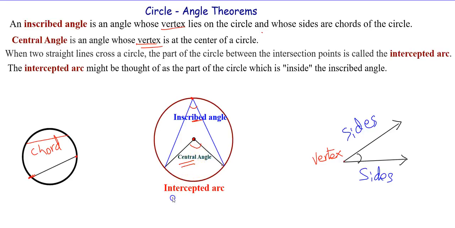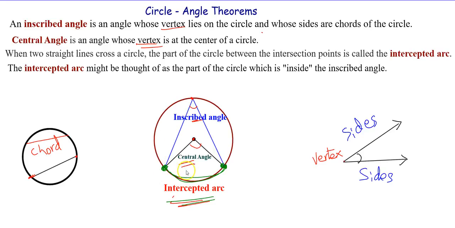Now, the third word is the intercepted arc. It is an arc. Arc means it is a part of your circle. So this green piece is an arc which is intercepted between the two chords which are obtained there. This chord, the first chord, and the other chord. The two endpoints are over here, this point and the other point on the right. So between those two endpoints, whatever piece of the circle you have, that is called the intercepted arc.